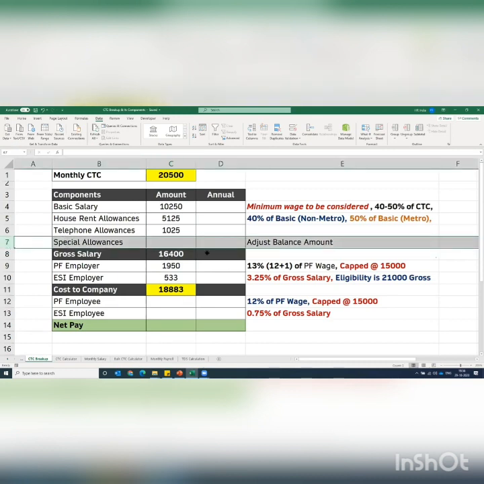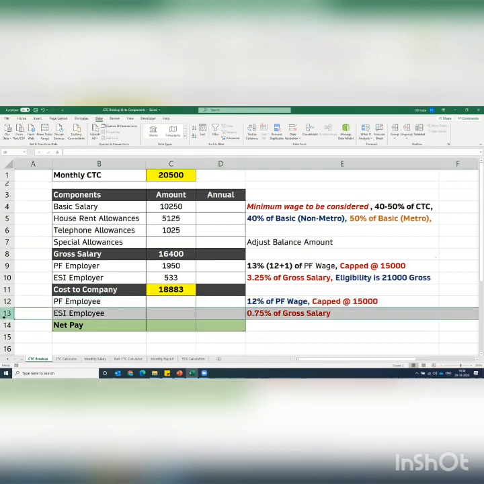We are going to adjust these figure differences over here. Before going to this cell, let's try to calculate these also and apply the formula till net pay also. Let's calculate the net pay as well and then move to the special allowance to equal these amounts, 20,500 and the CTC amount.